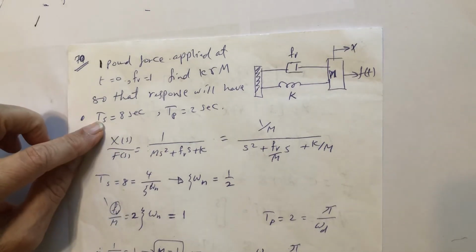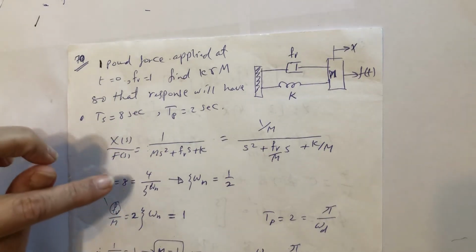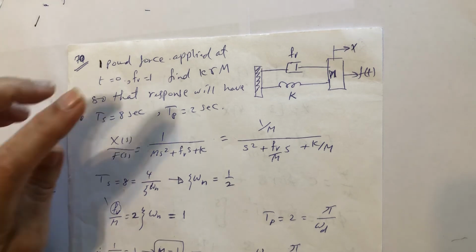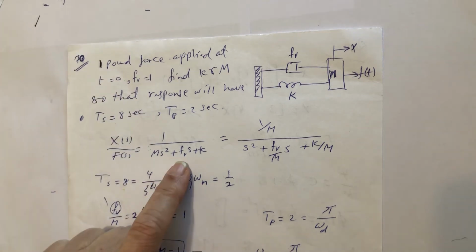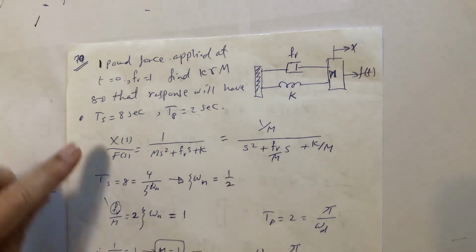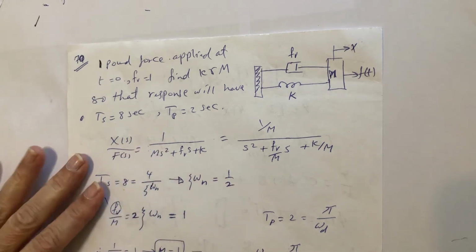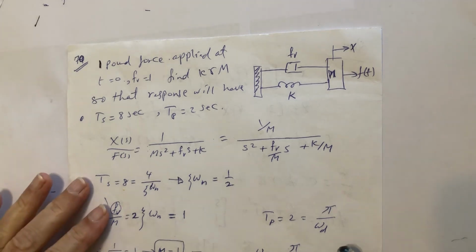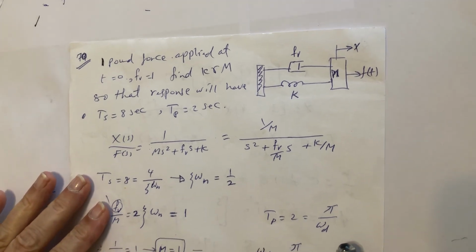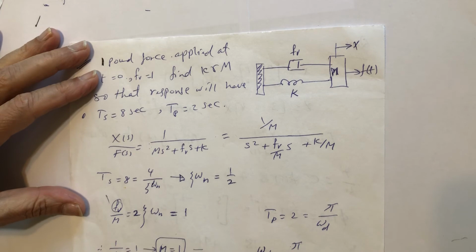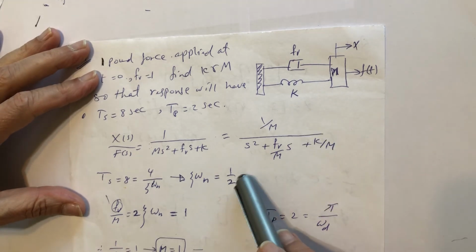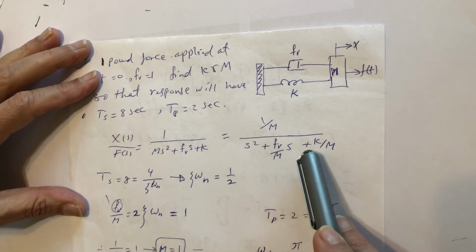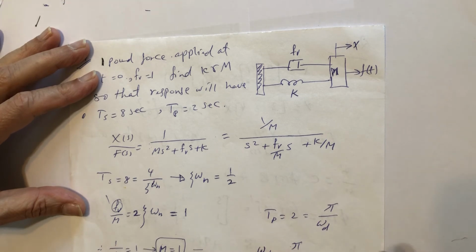So it's X, which is the distance, divided by F, which is the force, equal to 1 over m s squared plus fv s plus k. Divide by m, we said, to get rid of the coefficient of s square. So it's 1 over m, over s square plus fv over m s plus k over m. I just explained to you the procedure.